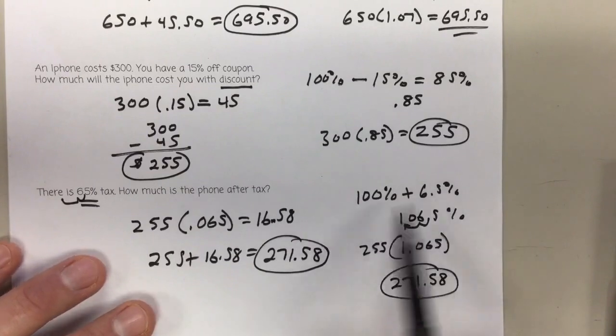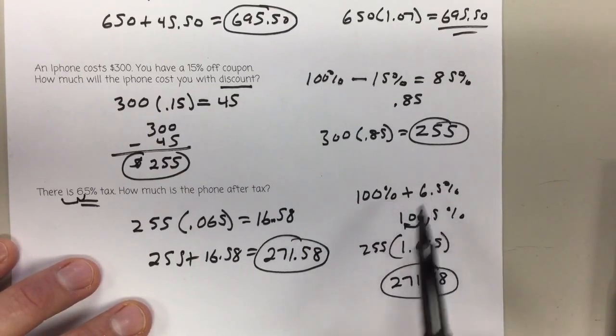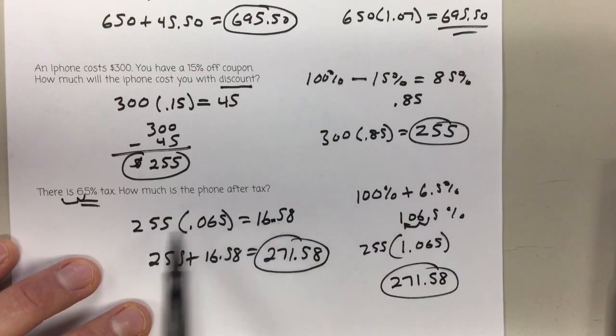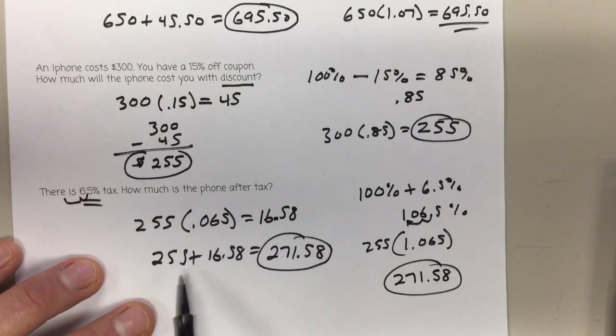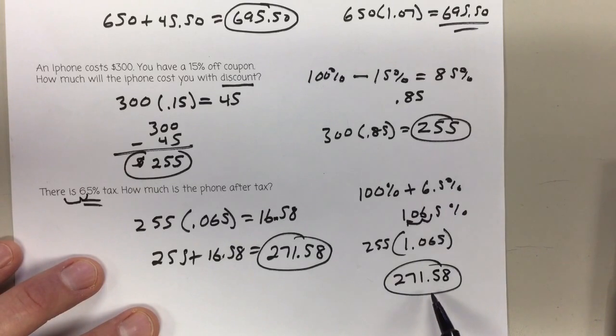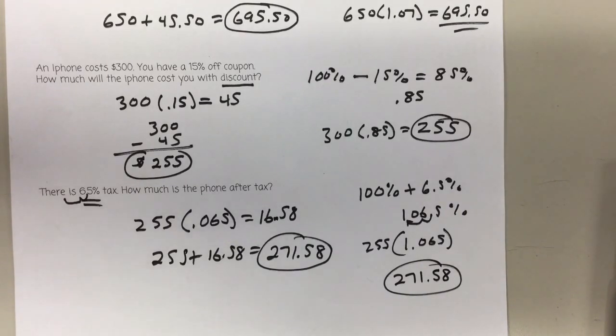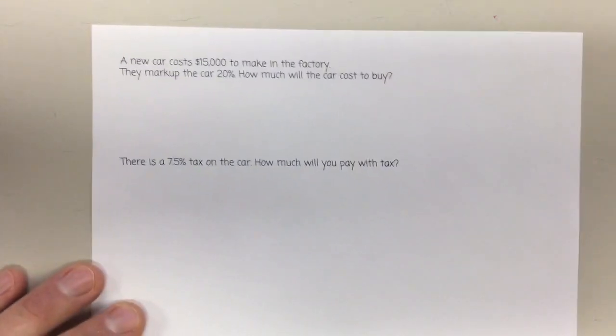So you can either add the tax as a percentage, or you could figure out the tax by multiplying that by a decimal, and then just add it to the total. On this side, we get the total right off the bat. Either way is considered fine. And again, if you understand both, that's probably the best.